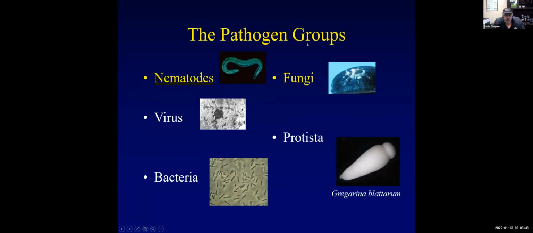So what are the pathogen groups? You have nematodes, fungi, virus, protista, and bacteria. These are the same pathogen groups that attack humans, but fortunately, for the most part, these pathogens or disease-causing agents only attack insects and they don't harm humans and have little or no effect on other non-targets.